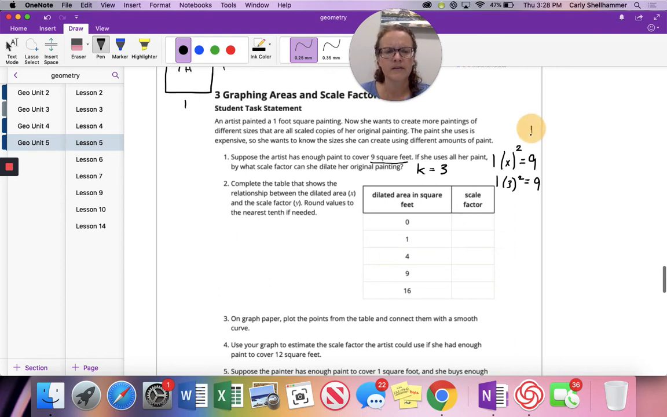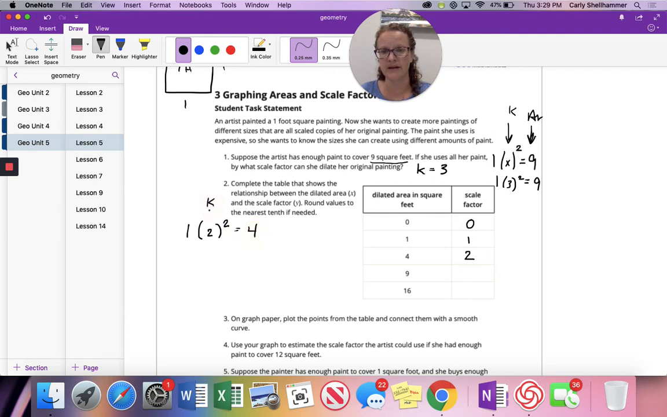So here, this is like an example of our dilated area and our scale factor. To get to it, we took the square root, or we found what times what equals the area. Our scale factor would be 1. The scale factor would be 2, because if our dilated area is 4, it's our original area times our dilation squared equals 4.